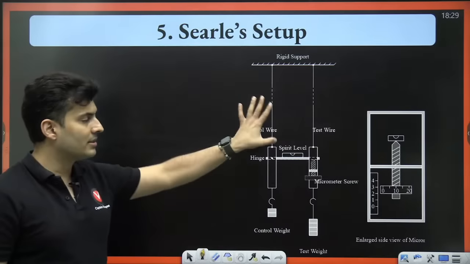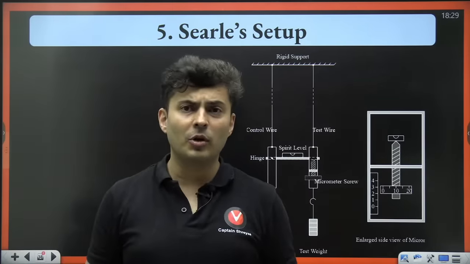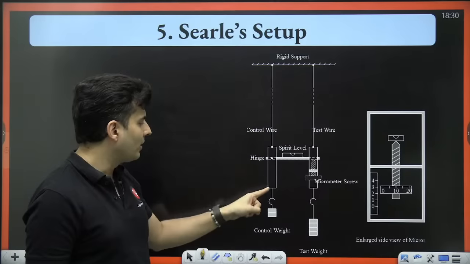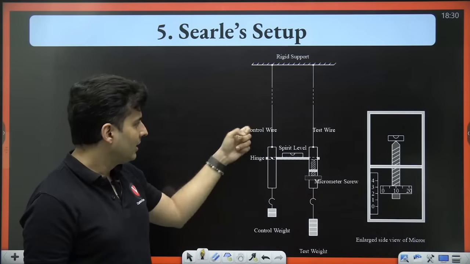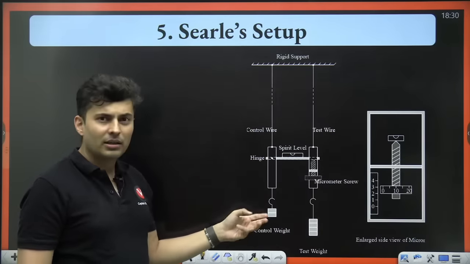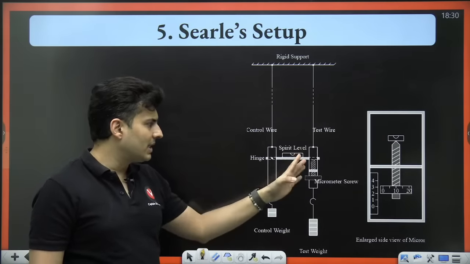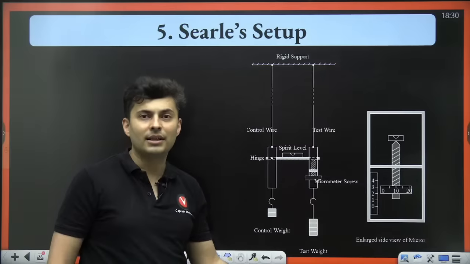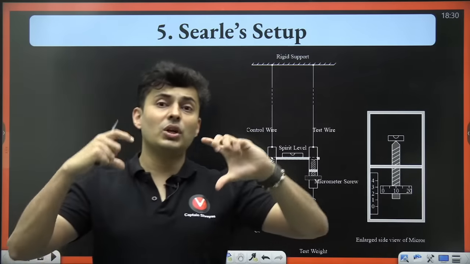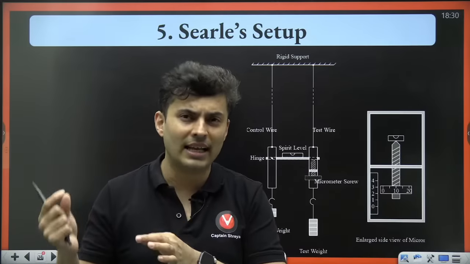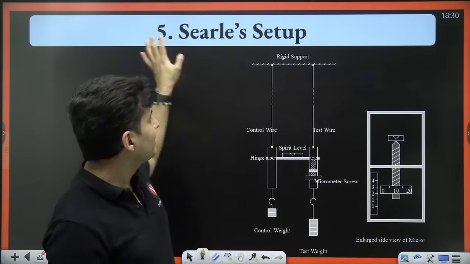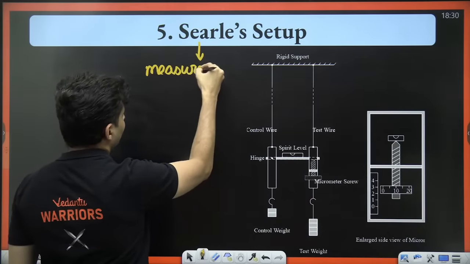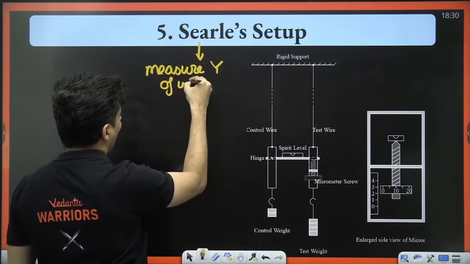Don't worry. Next experiment is finding the Young's modulus using Searle's method. In this, what happens is you hang a wire and you have some basic mass on it, or some standard mass on it. And besides it, you hang the same wire, but with an extra mass on it, and see how much it extends. Based on how much it extends, you can find the modulus of elasticity, meaning the Young's modulus. So Searle's method is used to measure the Young's modulus of the wire which is hanging.